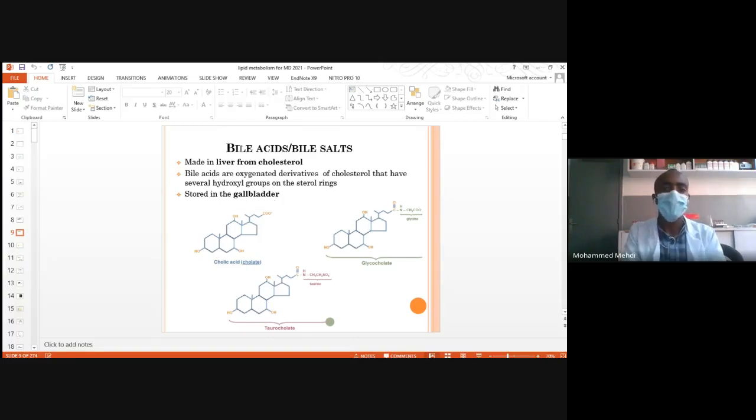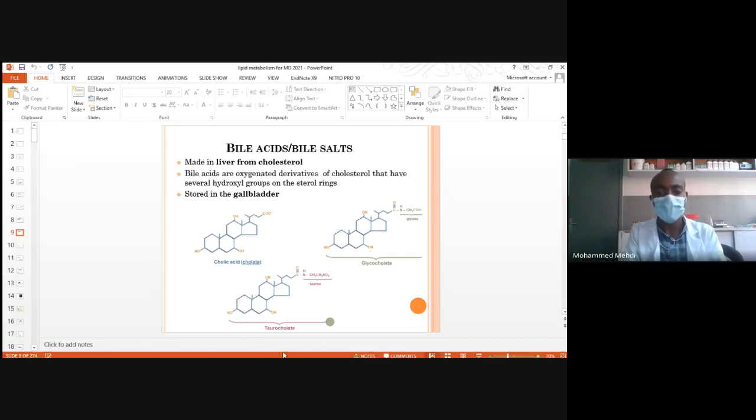There are two types. One bile acid is called cholic acid. We call it cholate. This will be conjugated with an amino acid like glycine. The other type is taurine, which is derived from the amino acid cysteine. Cysteine is converted into taurine, and then it will be added to these cholates and form taurocholate. Glycine addition forms a glycocholate bile acid.